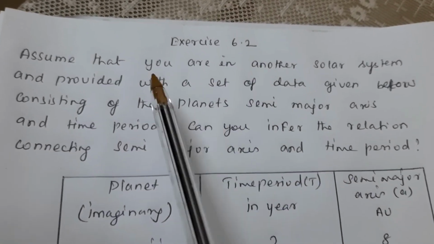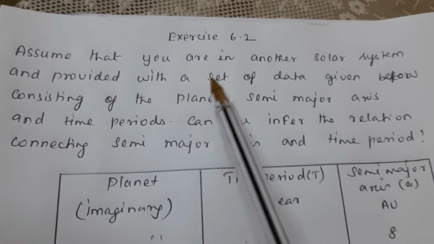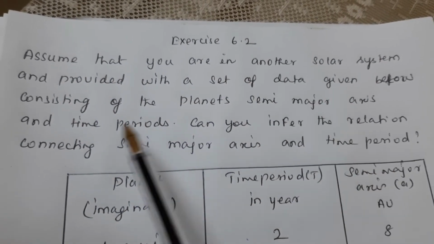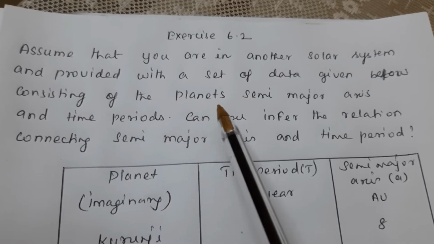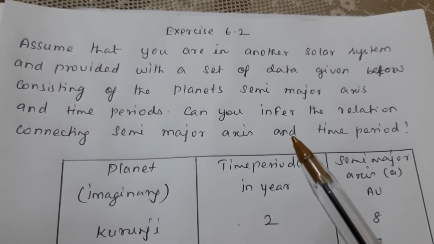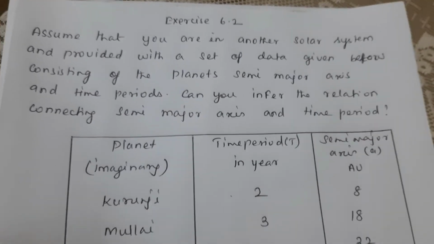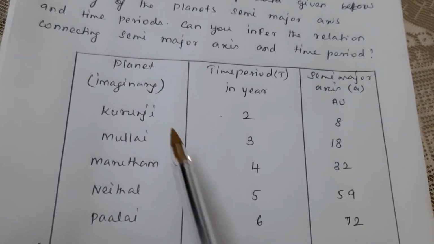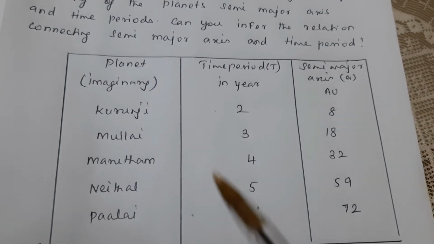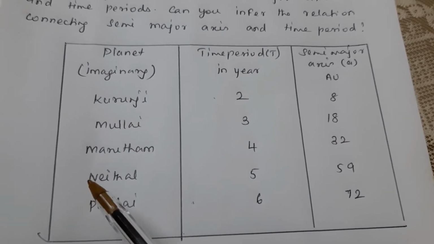Exercise 6.2. Assume that you are in another solar system and provided with a set of data given below consisting of the planets, semi-major axis and time periods. Can you infer the relation connecting semi-major axis and time period? Now here the planet, time period and semi-major axis are given. Here the planets are imaginary.